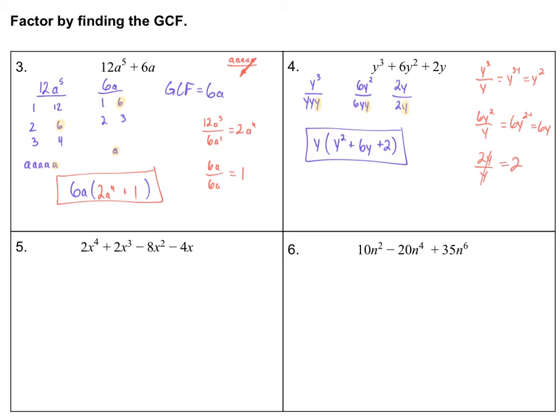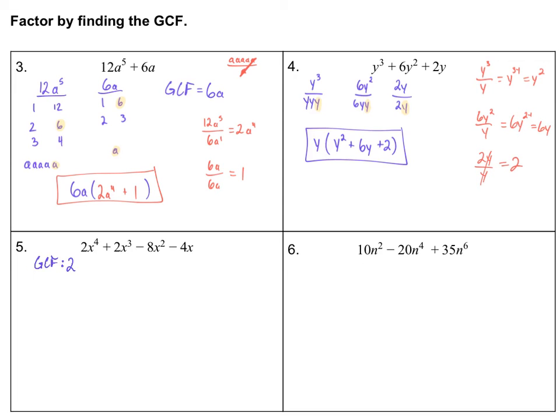All right, number 5. Now we have a bunch of terms, 2x to the 4th plus 2x cubed minus 8x squared minus 4x. So none of these can be combined because all of our exponents are different. But I know that 2, 4, and 8 are all even. So that means they're all divisible by 2. So the GCF has to start with a 2.